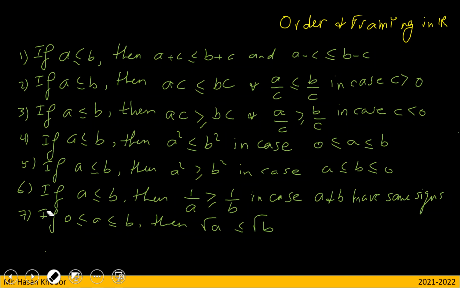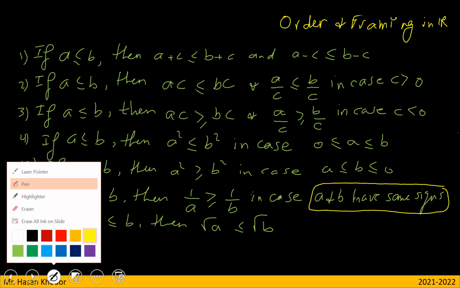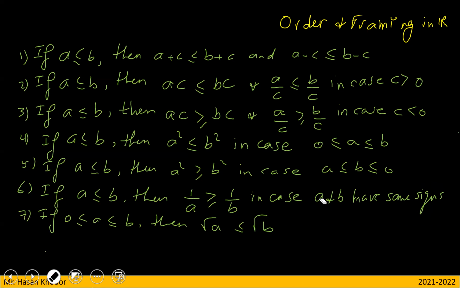Look at something here. I wrote "have the same sign." Okay. Here, this sentence: A and B have the same signs. So here we can write this in another way mathematically. Who knows how to write it another way? A and B have the same signs. We can say the following. In case A times B is positive. And this is a very important remark. Okay? Remark.